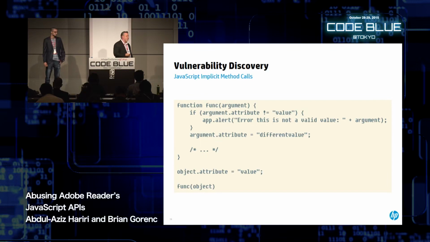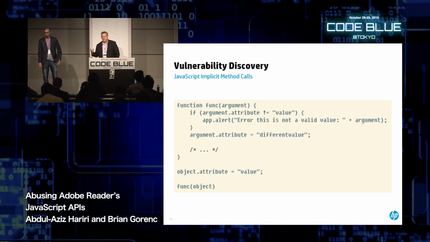The next place in this code where an implicit method is being called is in the app.alert, error, this is not a valid value, plus argument. The plus argument is actually implicitly calling a toString function, which can be redefined by the attacker to change the way the code executes. Finally, there is the setter method on argument.attribute equals different value. This is actually calling an implicit setter method, or mutator method, and you can redefine the way that functionality works in JavaScript to change the value that's coming in, or leave the value alone. You can do whatever you want using the redefined setter method.